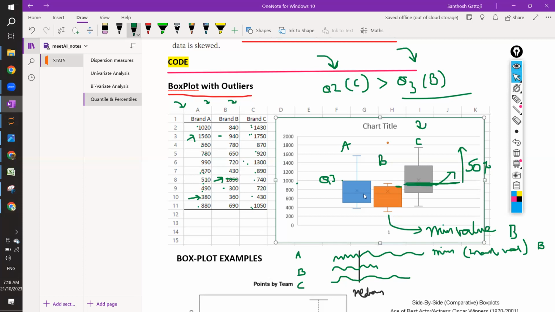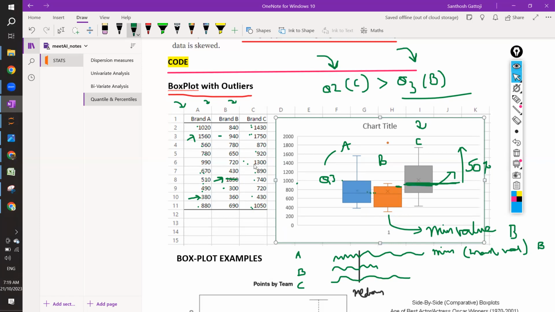Fine. And also you can say that Q3 of A and Q3 of B, that means the median of A and the median of B, are almost the same. Okay, the median part. Fine. So like this, you can make different types of observations from the given data set.